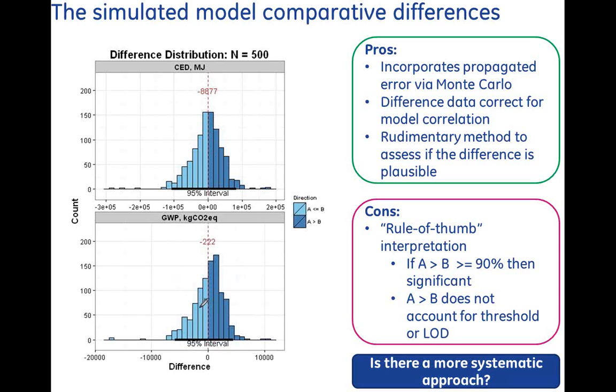Now the rule of thumb typically in LCA is that if A is greater than B greater than or equal to 90% of the time, so basically there's like a 90% threshold, then you can suggest that the results are significantly different.